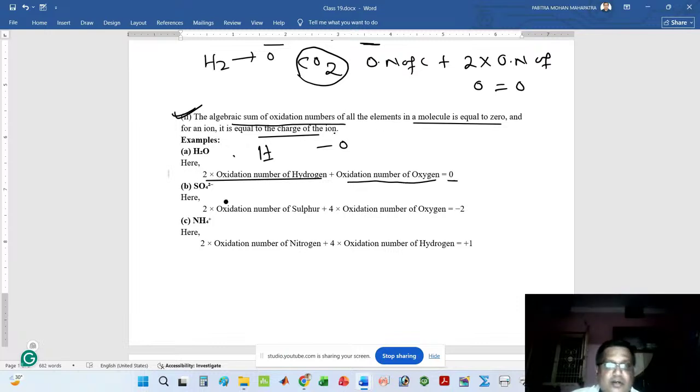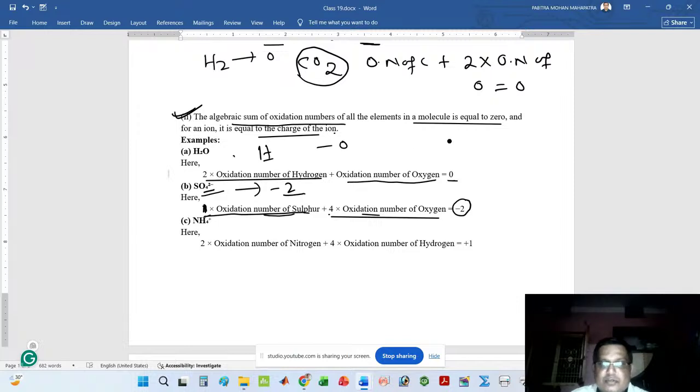Let me explain for ions. Look at this: the SO4 2- ion is present. Here the charge is -2. So here I can write the formula: one sulfur atom is present, so 1 into oxidation number of sulfur plus 4 into oxidation number of oxygen, as there are 4 oxygen atoms, is equal to -2. Here the charge is -2, with 4 oxygen atoms and 1 sulfur atom present.